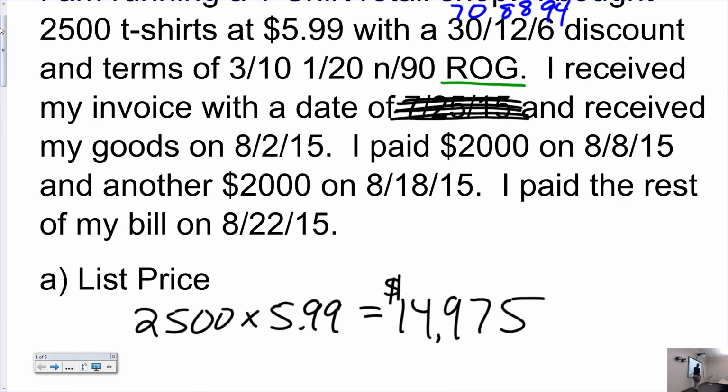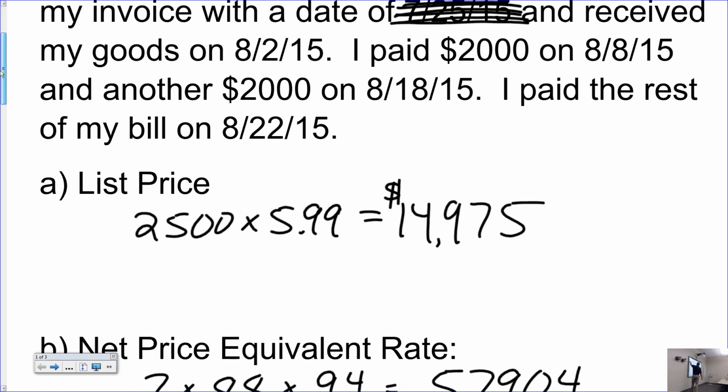We'll make another $2,000 payment on the 18th. What kind of a discount are we getting on the 18th, folks? 1%, right? The 3% window is closed. That closes on the 12th, right? We're after the 12th, therefore we're not getting 3% anymore. We switch to the next window. We're down to 1%.